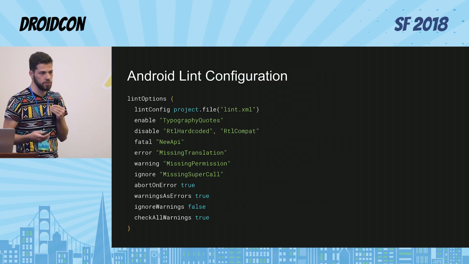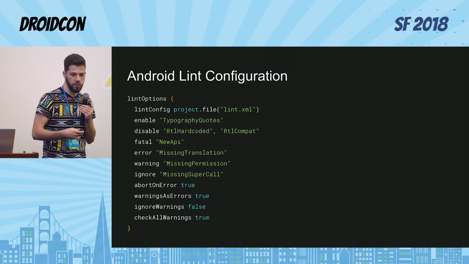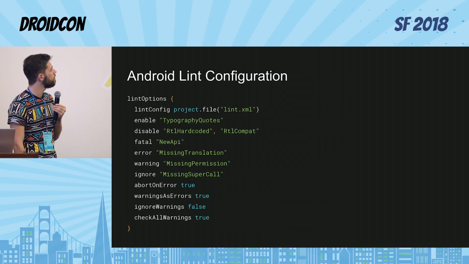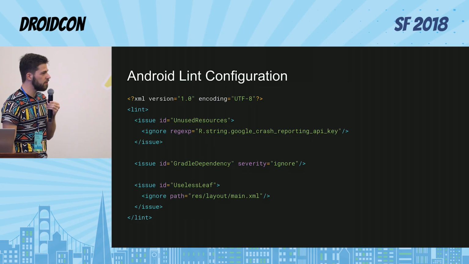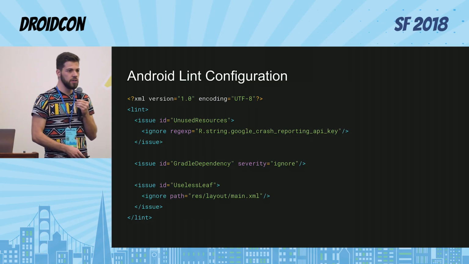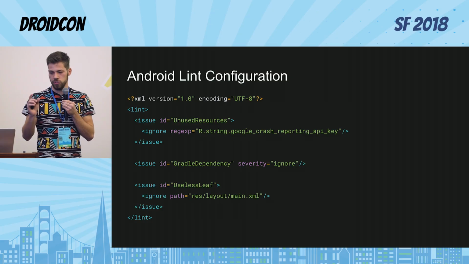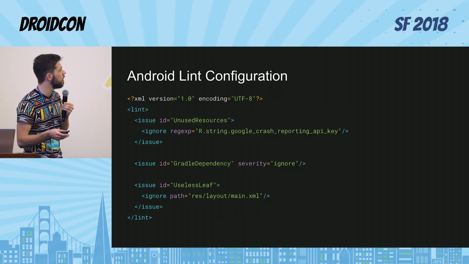You can say that also the issues that are disabled by default, you want to go and run them. There's basically a bunch of options where you can go and tweak it to your needs. The XML file, the configuration file, looks like this. So you can, for instance, say that for unused resources, we want to go and exclude a certain thing with a regex.